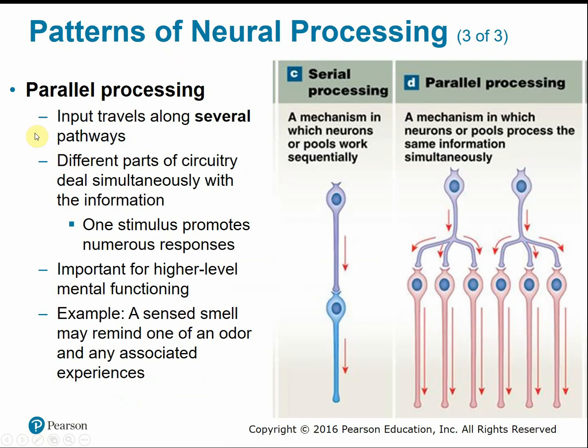In parallel processing, we have input that travels along several pathways, so different parts can deal simultaneously with the information. You could have one stimulus but different possible responses. It's different from serial processing, where we get the same response every time. In parallel processing, we may come up with different responses to the same stimulus.